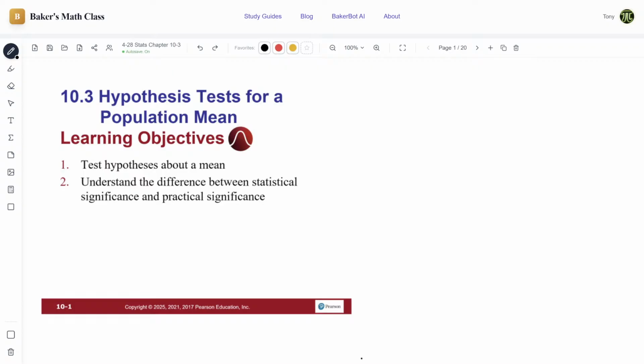All right. So in essence, 10.3 is very similar to 10.2. We're just using mean. The only other difference is we have to be using the t-score for it and not the z-score because we don't know the population information. We only know the sample information.